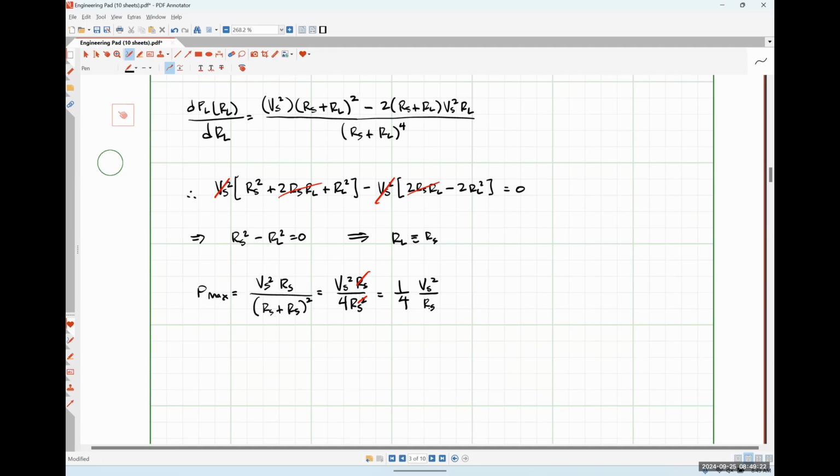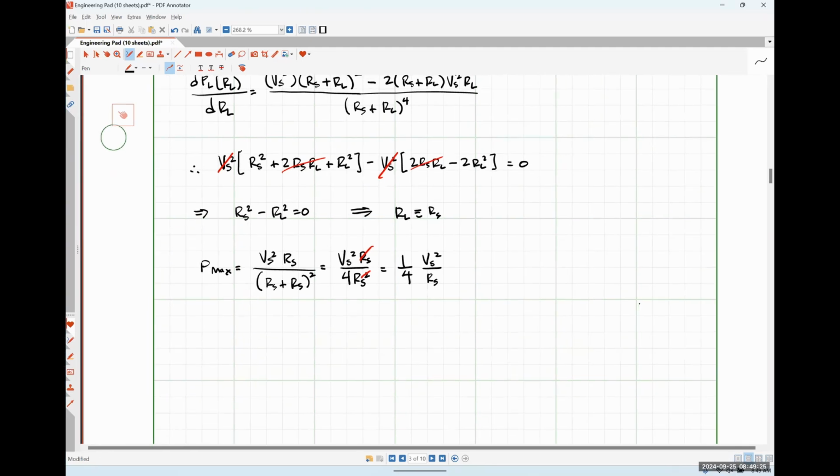If instead we had a practical current source, what would we do? Well, we could replace Vs with Is times Rs, and this is going to come out to be 1/4 Is squared times Rs. So just to be clear here, this is for our practical voltage source, and this one is for if we have a practical current source.